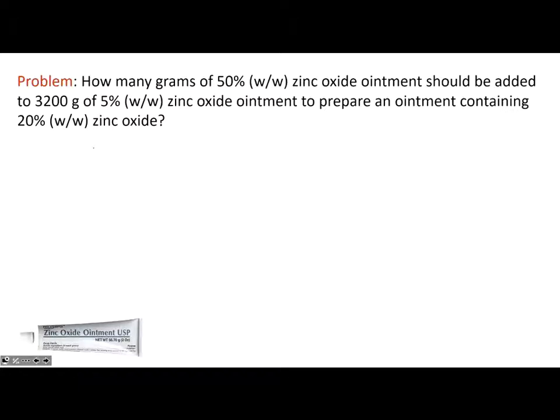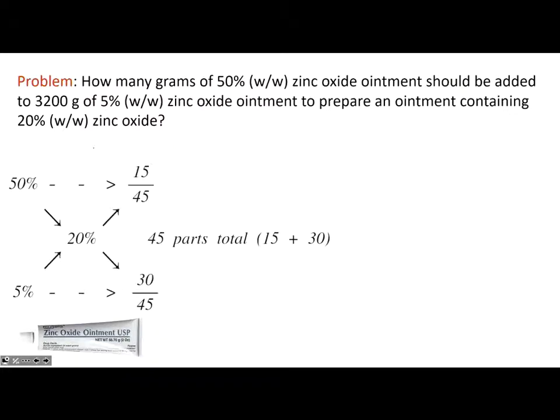How many grams of a 50% weight per weight zinc oxide ointment should be added to 3,200 grams of a 5% weight per weight zinc oxide ointment in order to prepare an ointment that contains 20% weight per weight? Okay? We have a high strength 50% and a low strength 5%, and we want to make something in the middle. We want to make 20%. All right? So, does that sound familiar?